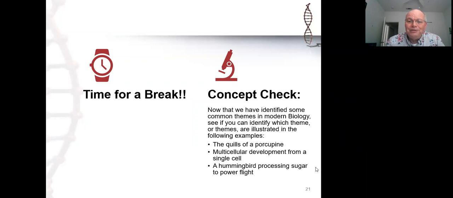And then a hummingbird processing sugar to power flight. Well, obviously that's energy processing right there. And the fact that the hummingbird is getting sugar from a plant in order to provide it with the energy that it needs in order to be able to do the work of flying. So those would be the themes that we could apply there. Then you might have thought of some other things that could be associated with this. Remember, these are just ways for you to think about what you've seen up to this point and try and make some connections to what we've been talking about. So let's move on.